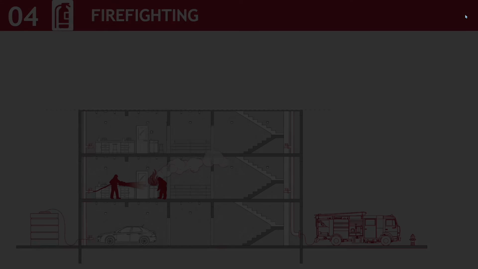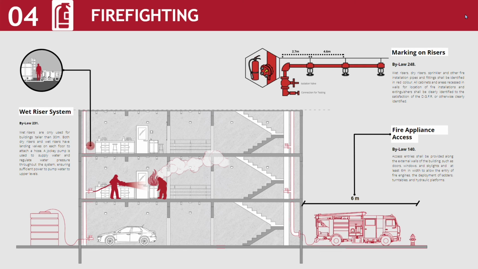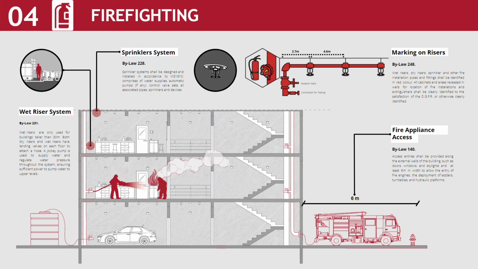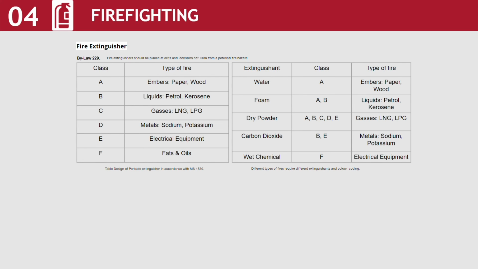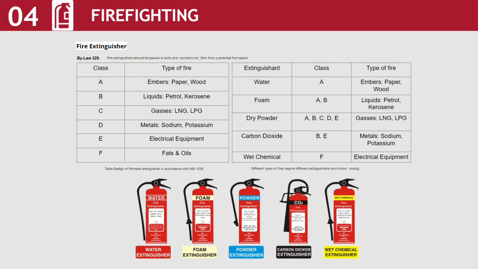Sprinkler system is also installed with the presence of water supplies, automatic pumps, control valve sets, all associated pipes, sprinklers, and devices. Last but not least, it should also be noted that there are five types of extinguishers: water, foam, powder, carbon dioxide, and wet chemicals, which are all color coded and are classified differently to serve different purposes. According to Bylaw 229, fire extinguishers are placed at exits and corridors not 20 meters from any potential fire hazards.